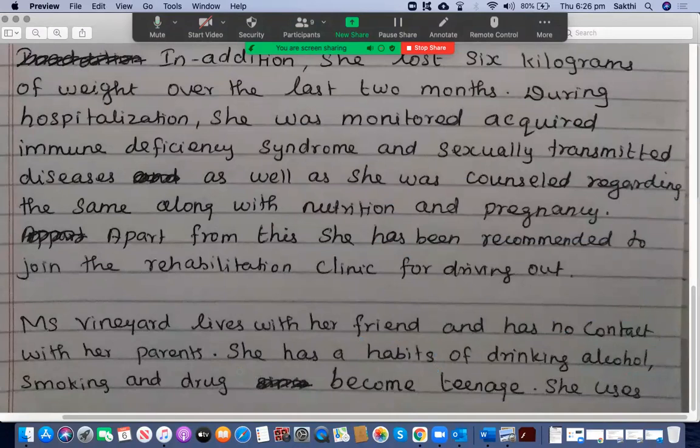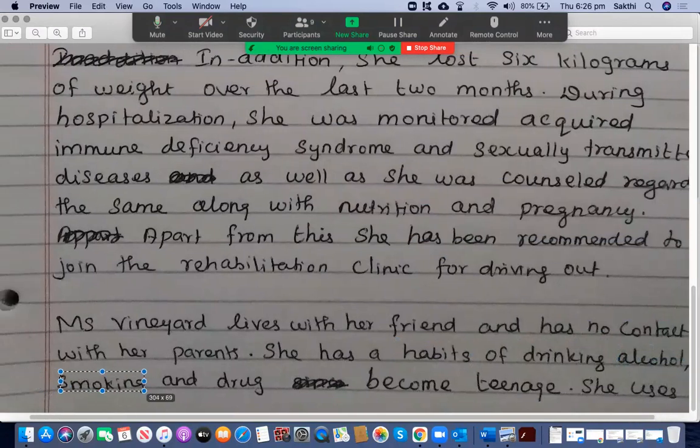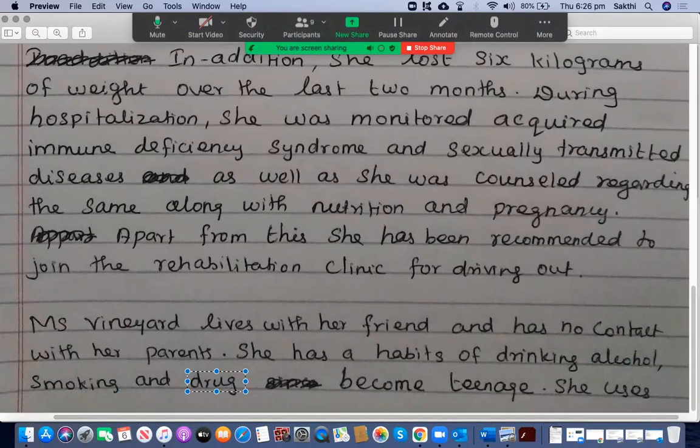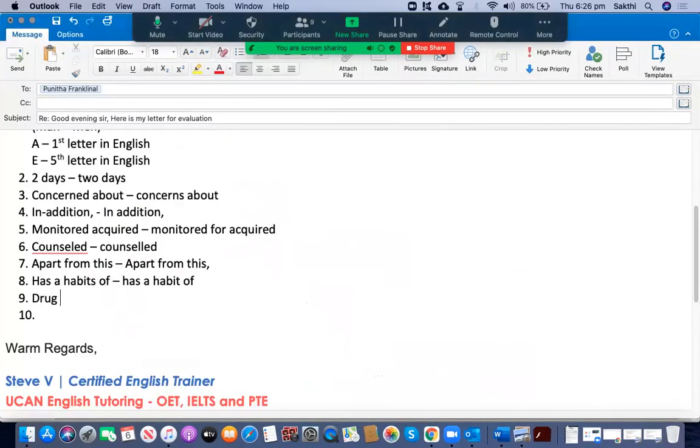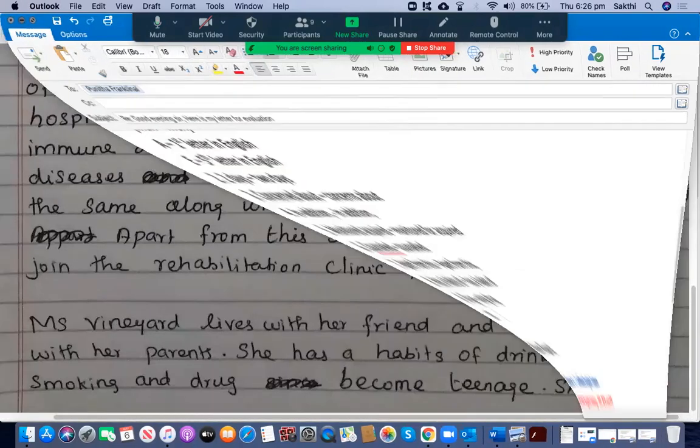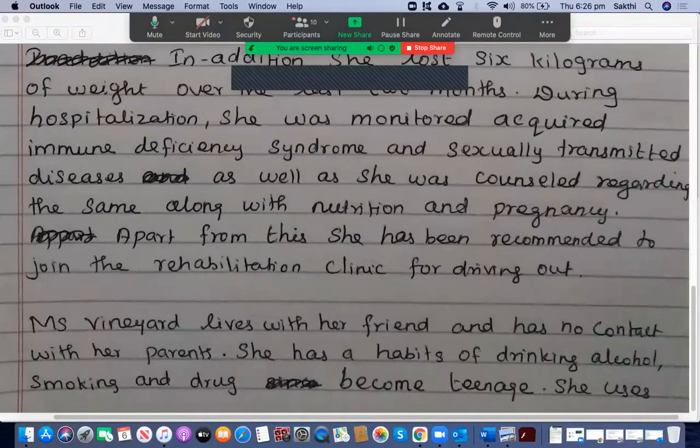See this one. This is the verb in relation to alcohol. I mean, alcohol can be drunk, so she drinks alcohol, and she smokes. That's good. What is this, drug? And use. You should have mentioned habit of drinking alcohol, smoking, and using drug. So drug alone doesn't make sense. Using drug, that's what you should use.